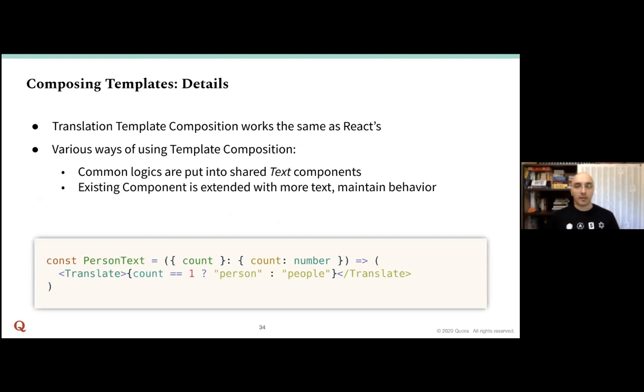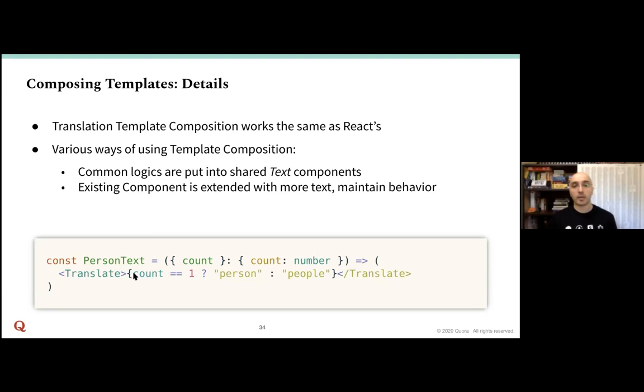The details of it are very simple. Again, it's the composable templates. The templates that can be composed are any React component that is returning some translation. As an example, you want to say person or people. So how would you make something?